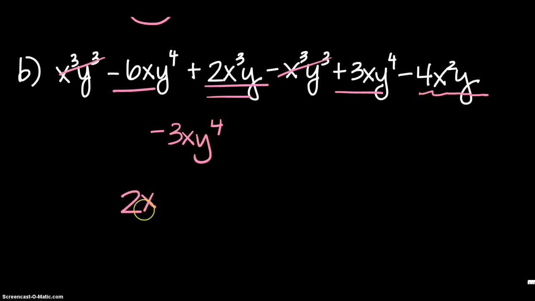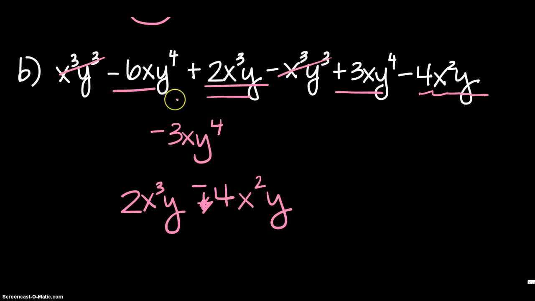So 2x cubed y. I'm going to go in order of my x's, and then I have an x squared plus 4. Nope, sorry, that should be a minus. Minus 4x squared y. And then I have, what else do I have here? Oh, I just have the xy to the 4th. So add those two together, right? So that becomes negative 3xy to the 4th.